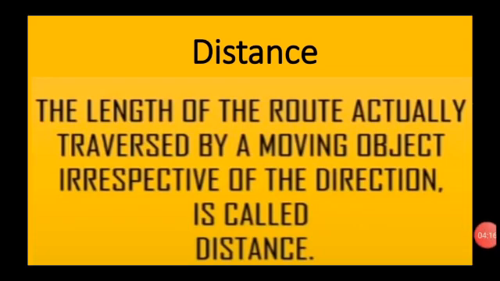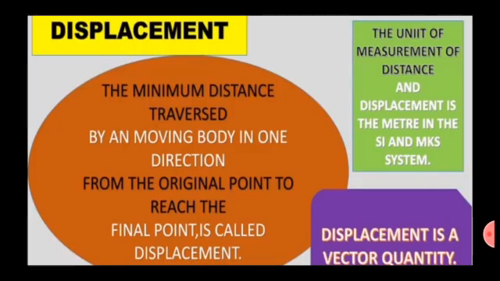Distance, the length of the route actually traversed by a moving body irrespective of the direction, is called distance. Distance is a scalar quantity. The distance of an object can be defined as the complete path traveled by an object. For example, if a car travels east for 5 km and then turns to travel north for another 8 km, the total distance traveled by the car shall be 13 km.